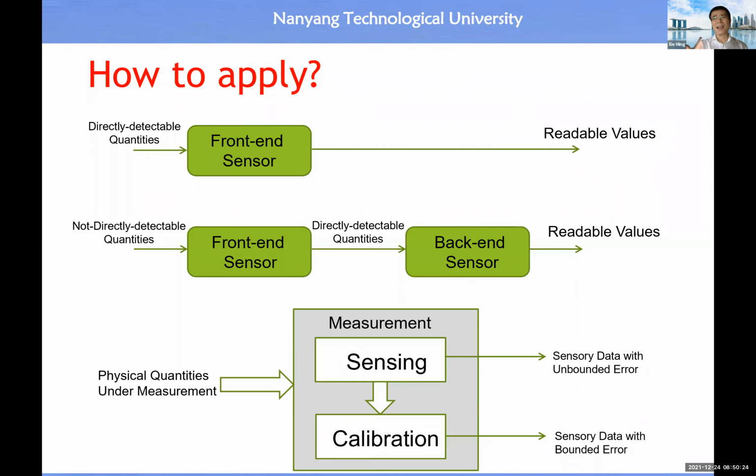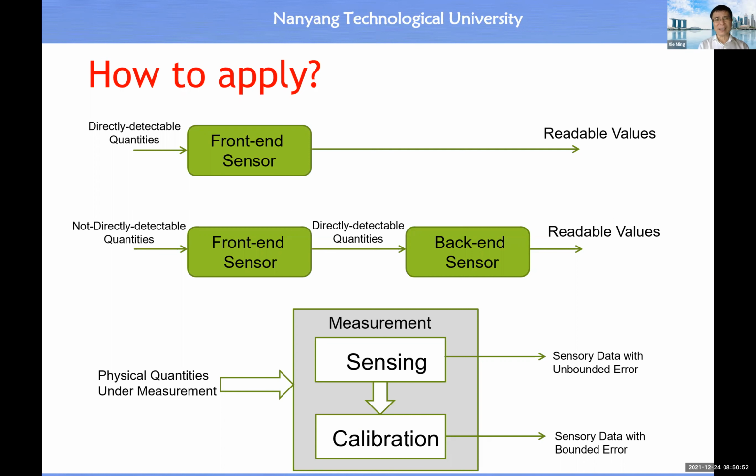Then how do you apply the knowledge learned from this course? Basically, you should be able to apply the learned knowledge to design sensors. You may have a sensor which has a front end sensing element, or you may have a sensor which includes both a front end sensing element plus a back end sensing element.